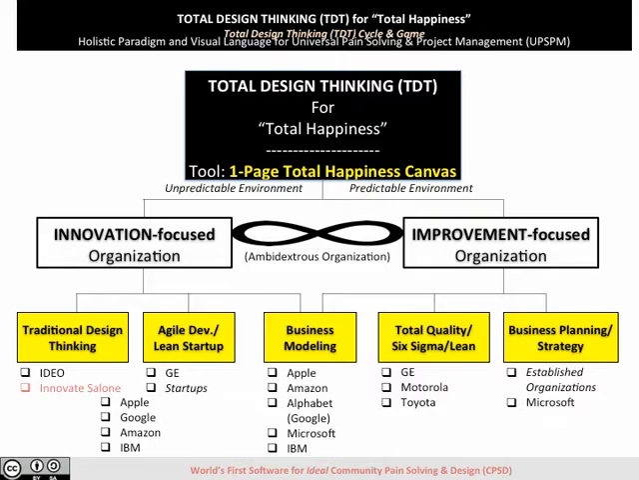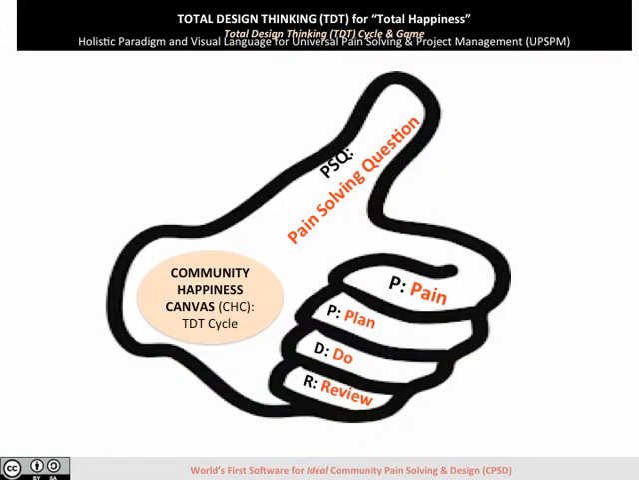And as we can see from this diagram, it can be used for both innovation and improvement projects. This is another form of presenting the community happiness canvas, and it's a fun way, and it can be used especially to introduce it to children from as young as 3 years of age to adults.